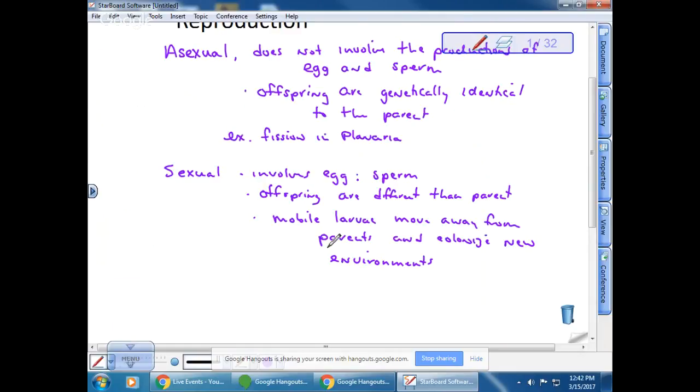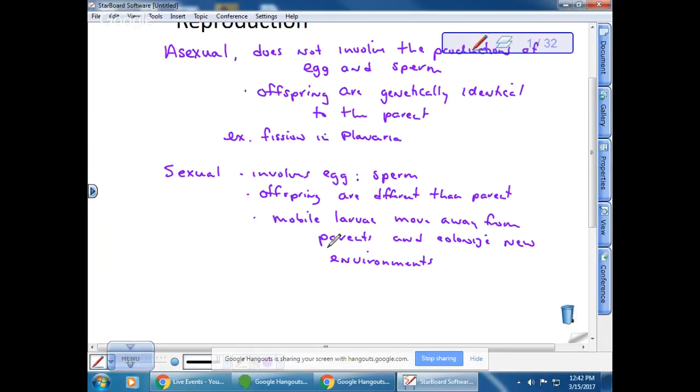Okay. So what this means is that things like being hermaphroditic, producing egg and sperm, is still sexual. And even if you have self-fertilization, so we talked about one of the adaptations to being an endoparasite is that you're hermaphroditic and you can have self-fertilization, right? That is still sexual reproduction.